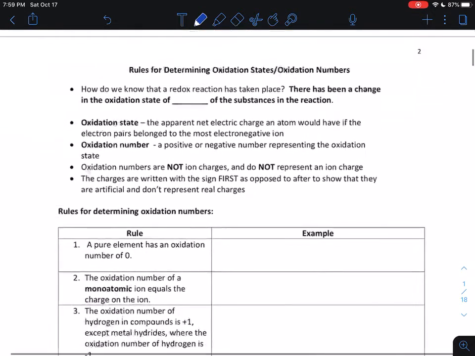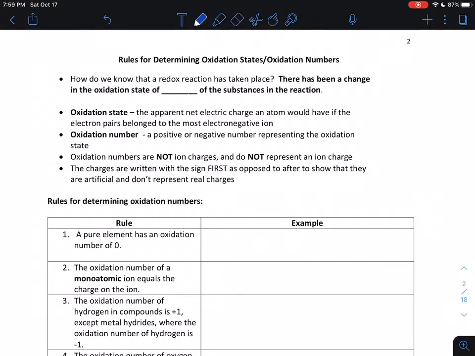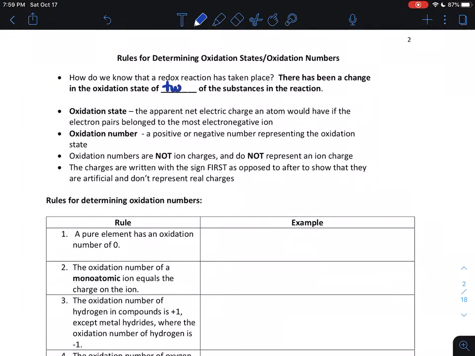All right, now we can look at oxidation numbers. And these are hard to explain. Figuring out oxidation numbers isn't all that hard, but explaining what they mean is a little bit more difficult. So if this doesn't make 100% sense now, I'm hoping that as we move on in the unit, it'll make a little bit more sense. So how do we know that a redox reaction has taken place? There has been a change in the oxidation state of two of the substances in the reaction, and I'll show you examples of that later on.